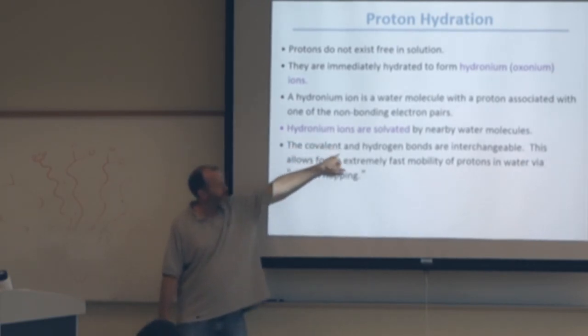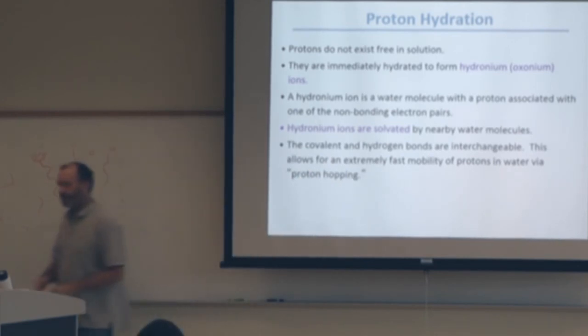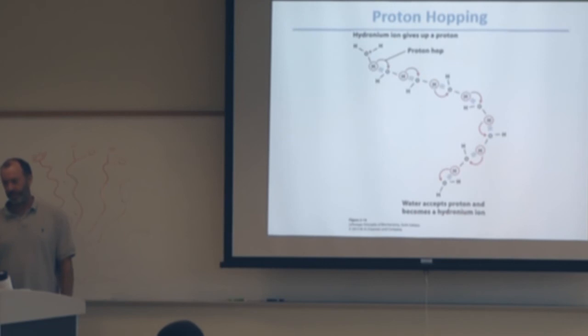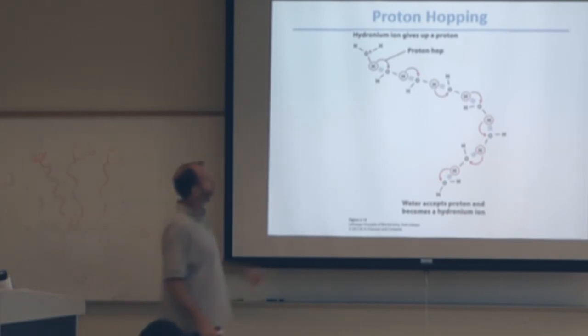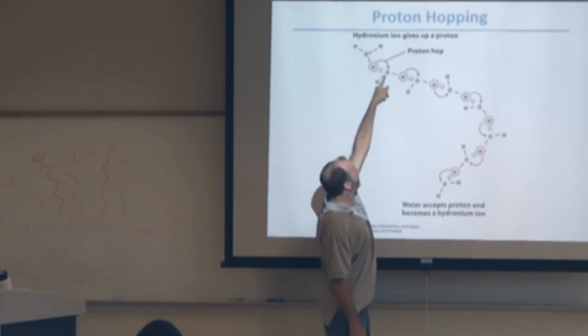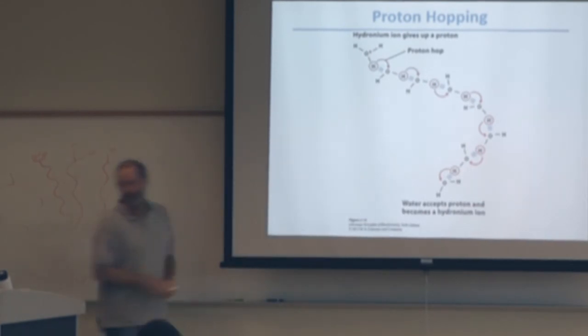Hydronium ions are solvated by nearby water molecules, and then those protons will just shuffle around. It's not like they stay with one water molecule, they're easily transferred to other water molecules, like this. It's called proton hopping. Here you have a hydronium, it can hop to this one, which will then allow this one to hop to that, and then we'll just go like that all the way through the solution.